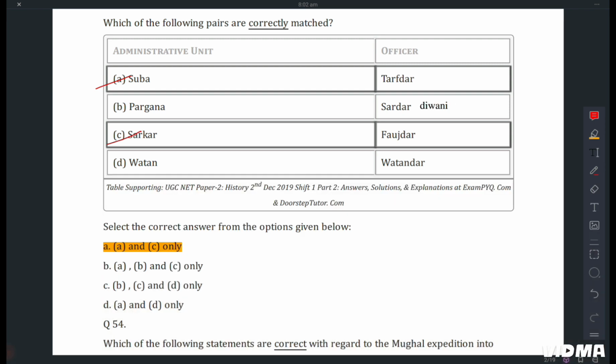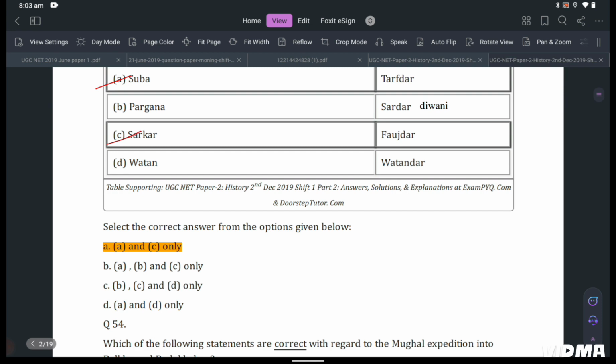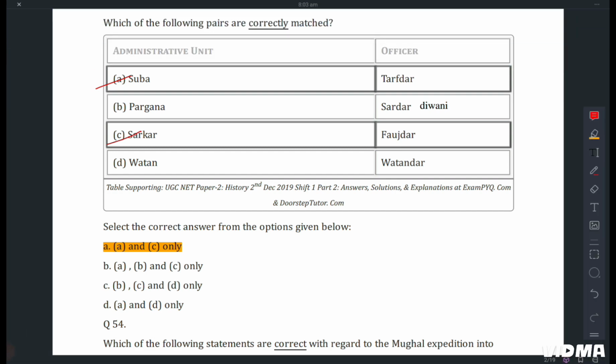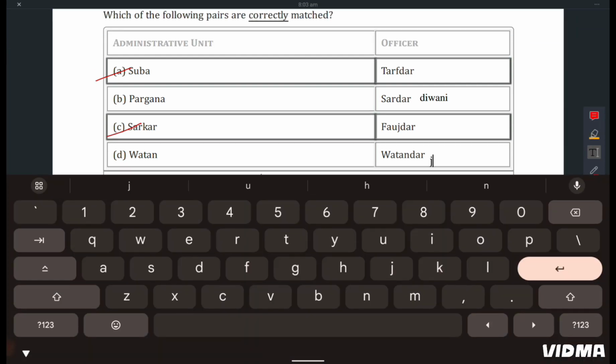Then Watan. Jagirs were given to the zamindars in their local areas. They were the Jagirdars. Okay, sorry. They were the Jagirdars.